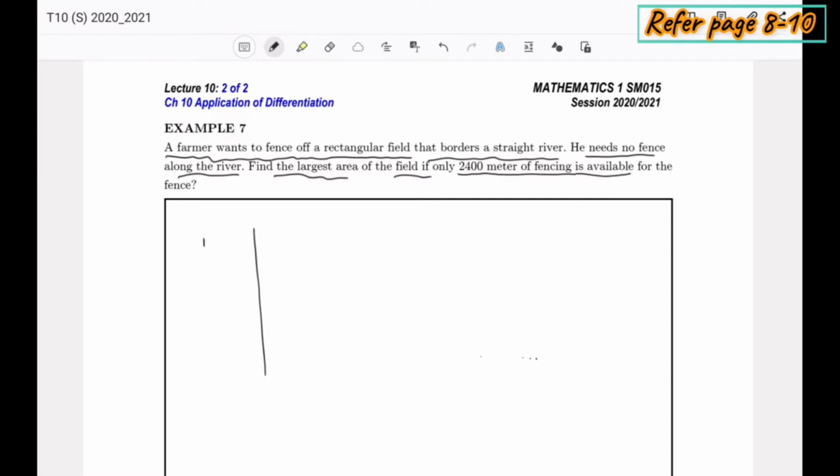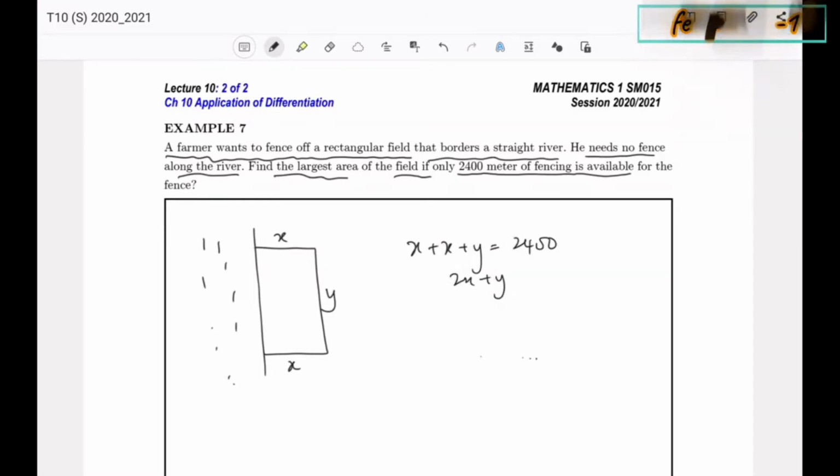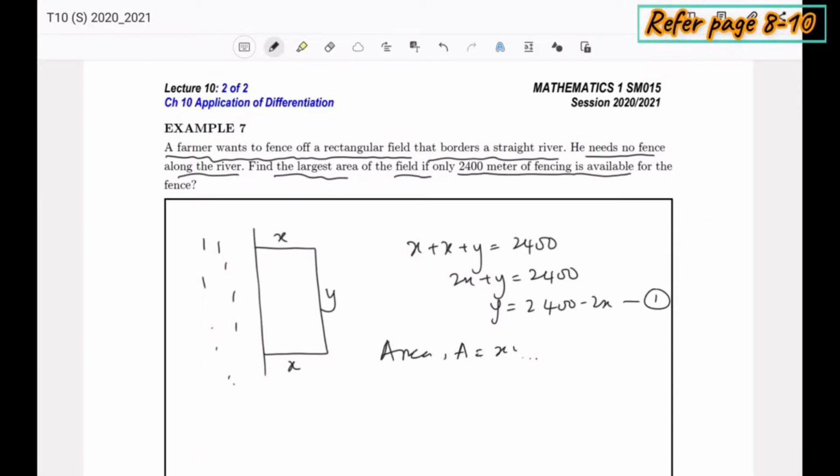So let's say this is your river. So this is your field. This side is x, x, y. So meaning x plus x plus y equal to 2,400. So 2x plus y equals 2,400. So y equals 2,400 minus 2x. That's your first equation. So we have area A equal to x times y.